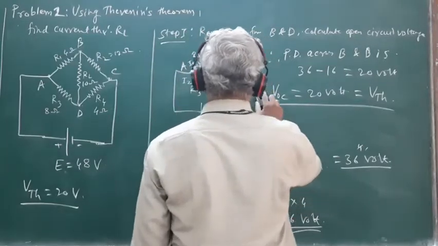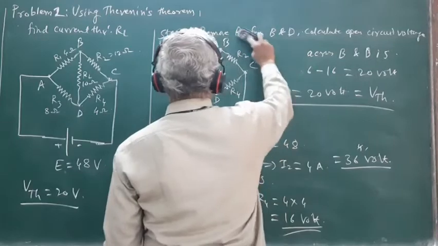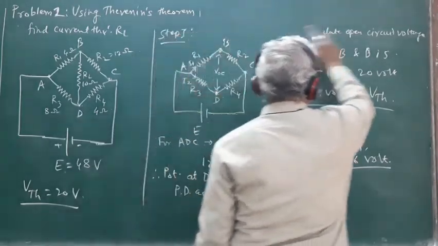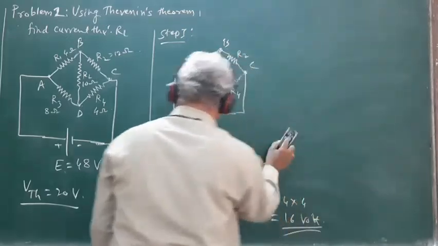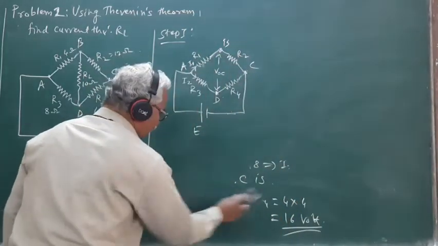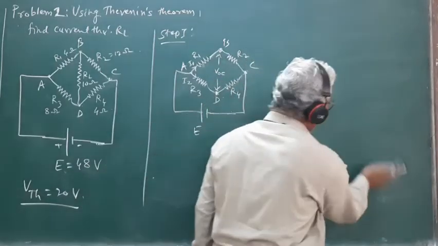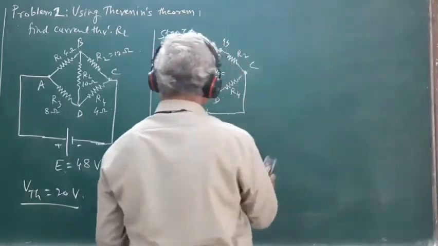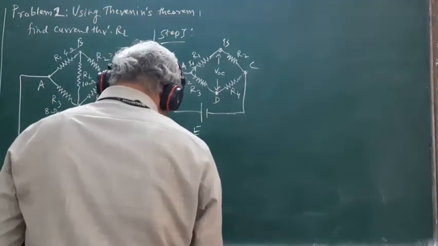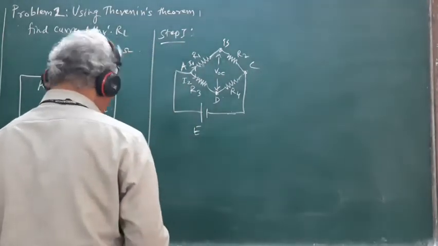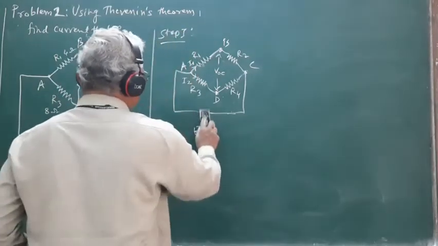Now in the second step, what we need to do is we have to kill the source of EMF, retaining its internal resistance in the circuit, and find out the value of the equivalent resistance of the network when viewed backwards from the open terminals B and D. So for that purpose, we have to kill the source of EMF.